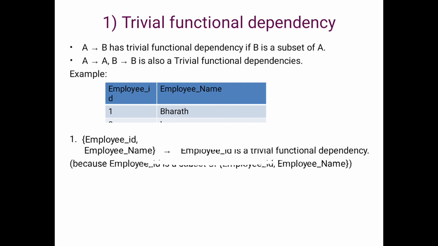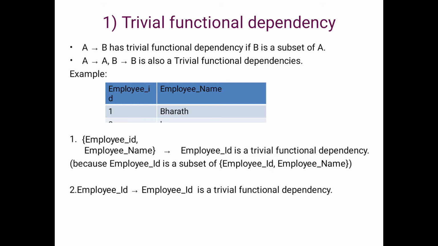Coming to the example, here I will consider two fields: employee ID, employee name. Here employee IDs are 1 and 2, employee names are Bharat and Kumar. Now we will see the meaning of trivial functional dependency. In this first example we consider employee ID, employee name implies employee ID. Please observe the left hand side and right hand side. In the right hand side employee ID is available, so this is a subset of the left hand side. Then simply we say that this is a trivial functional dependency.